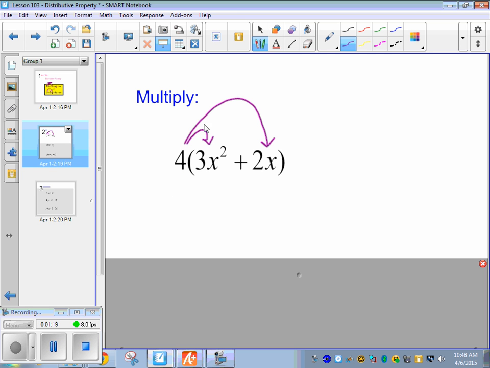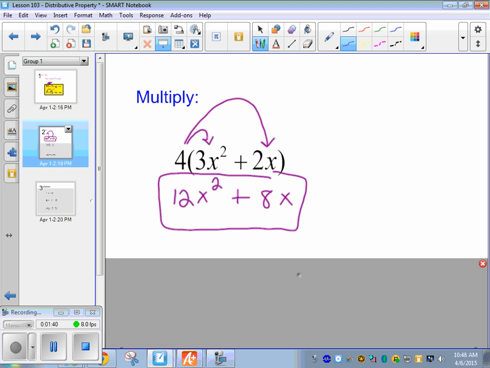So 4 times 3x squared is just 12x squared. And then there's a plus sign. And then we multiply the 4 times the 2x. What's 4 times 2x? There you go. And that would be your answer.